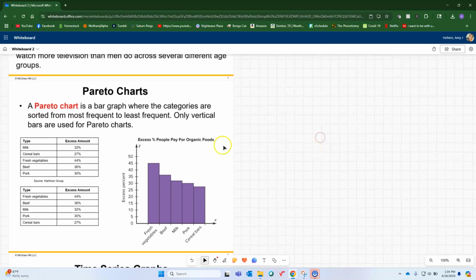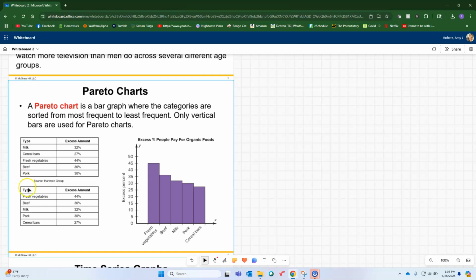Okay, so now we're going to talk about Pareto charts. So Pareto charts are a bar graph. You'll notice that's the first thing it says here, a Pareto chart is a bar graph. So it's a special kind of bar graph. And the only thing different about a Pareto chart is they sort the categories from the most frequent to the least frequent. So the bars will get shorter as you go to the right.